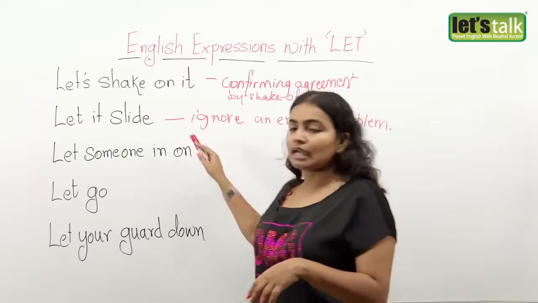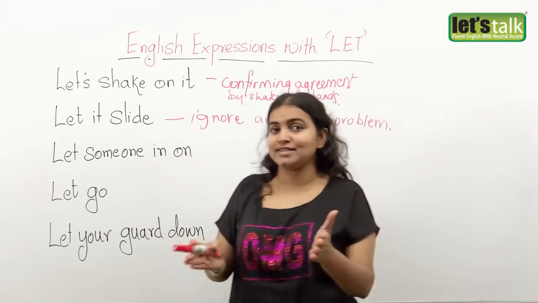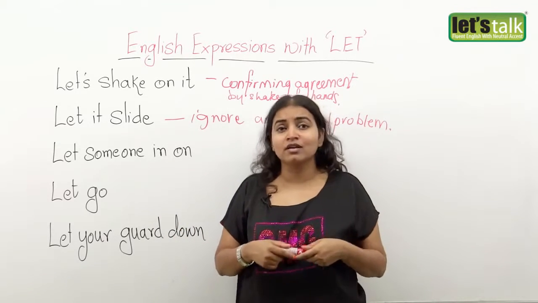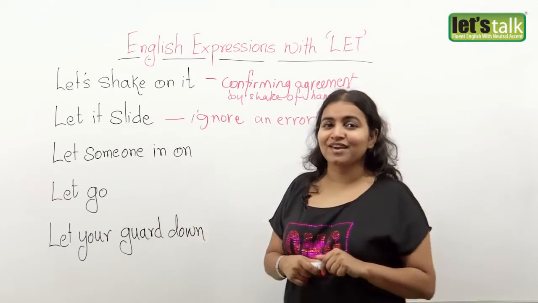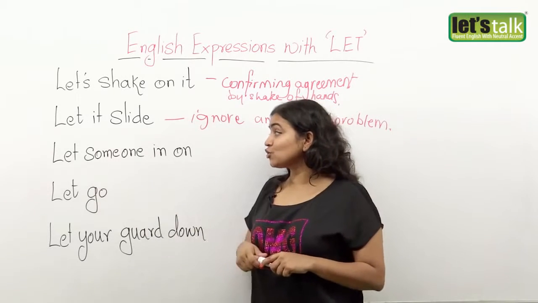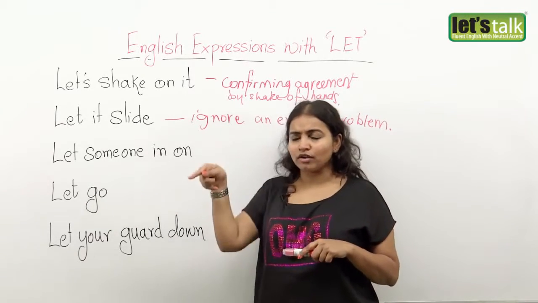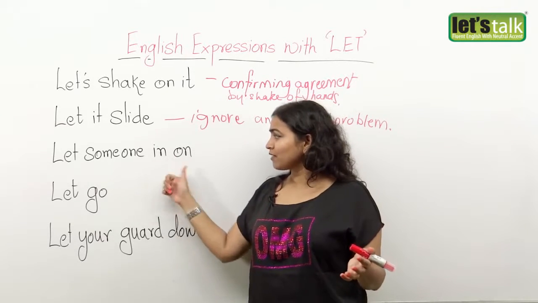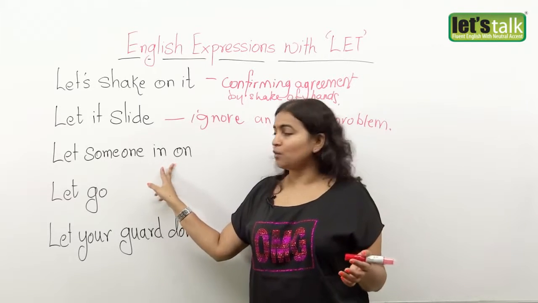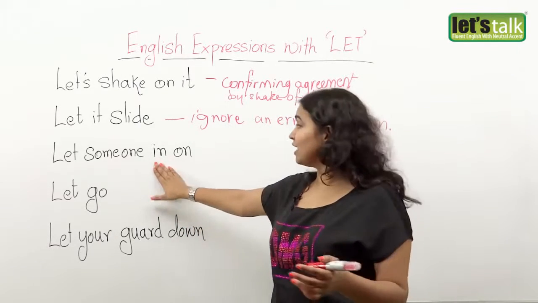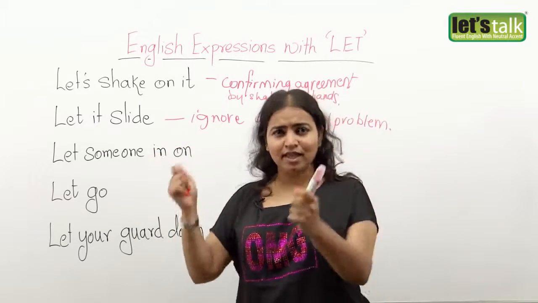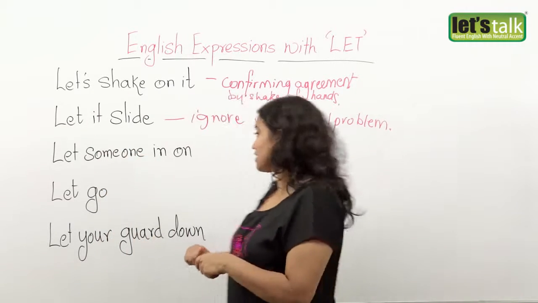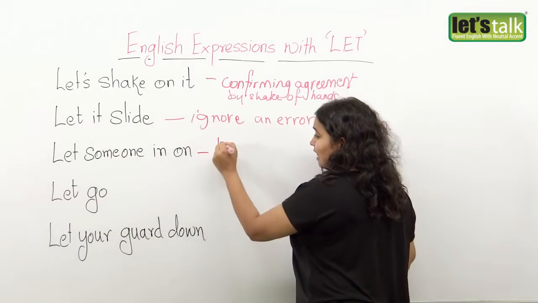So letting something slide is making a choice to ignore a person's mistake or a person's error or a problem in particular. Okay, and the next one is to let someone in on. Well, this seems to be a little bit strange because we've got two words which are prepositions, in and on, in one phrase and together, right? So what is it to let someone in on? What is it? It basically means to tell a secret.